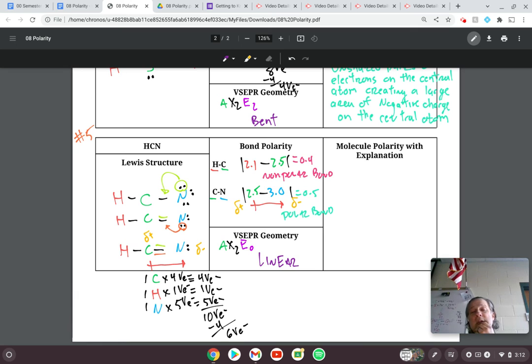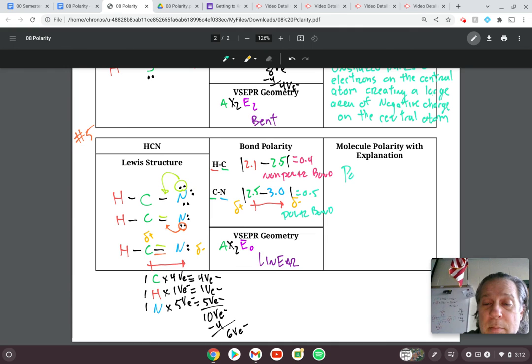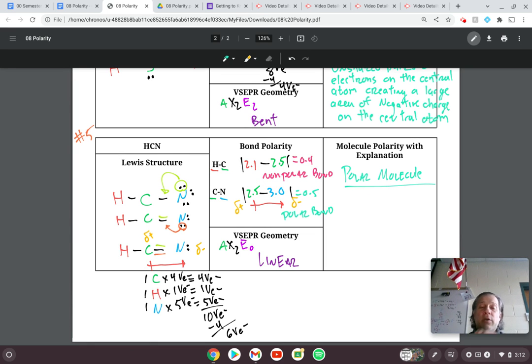Now the question is, is this a polar or a nonpolar molecule? And the answer here is going to be a polar molecule. Now, it's a polar molecule because there is a dipole arrow, and the dipole arrow is being pulled away from carbon. And there's nothing to counteract that. There's no other dipole arrow pulling in the direction of hydrogen. So what we can simply say is that it's a polar molecule because the dipole arrows do not cancel out.